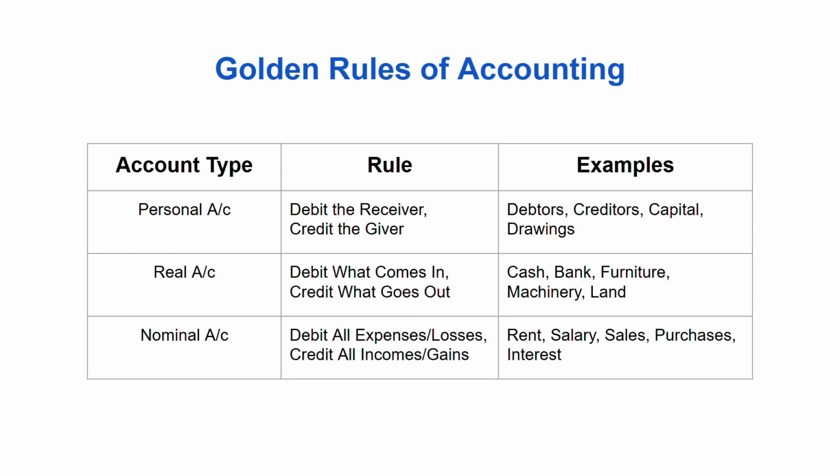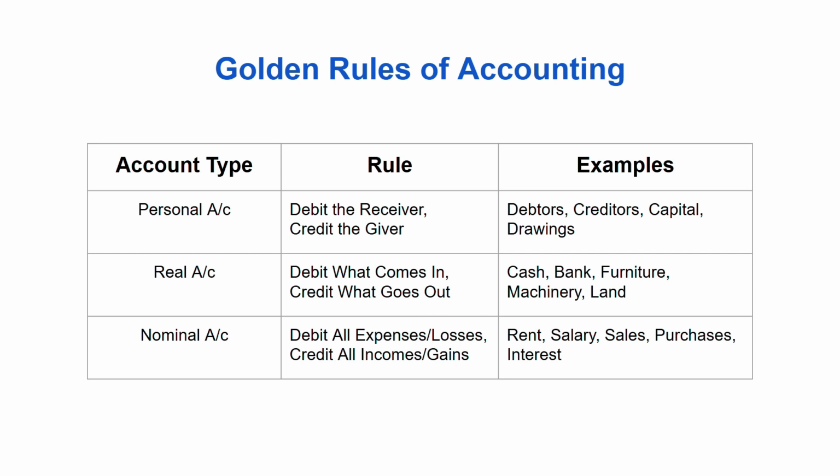Real account, the rule is debit what comes in and credit what goes out. The examples are cash, bank, furniture, machinery, land, related to assets. And nominal account: debit all expenses and losses, credit all incomes and gains. The examples are rent, salary, sales, purchases, interest. It relates to expenses and incomes.